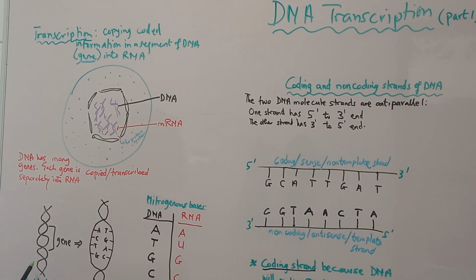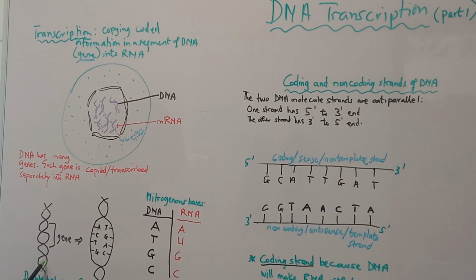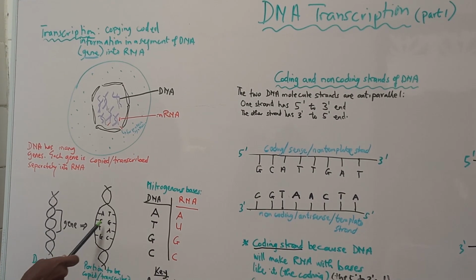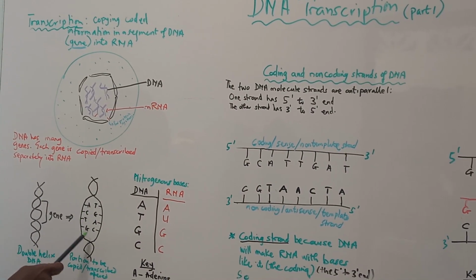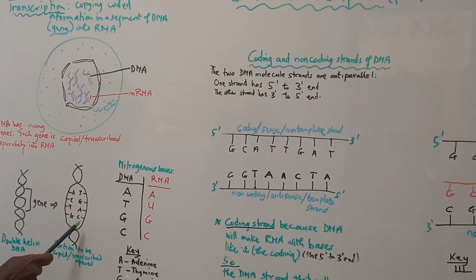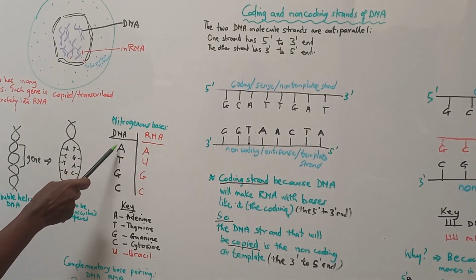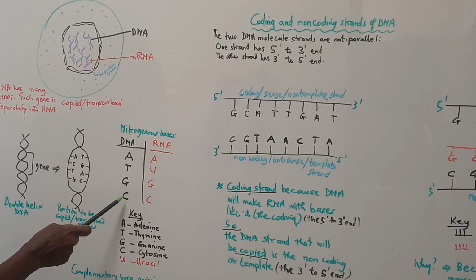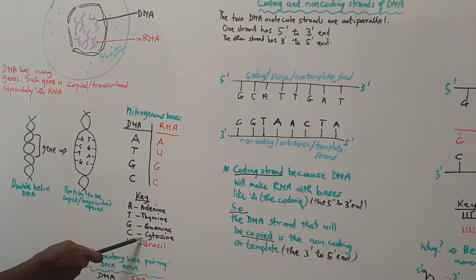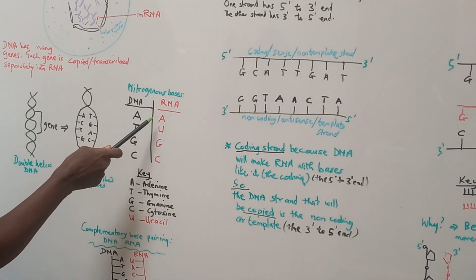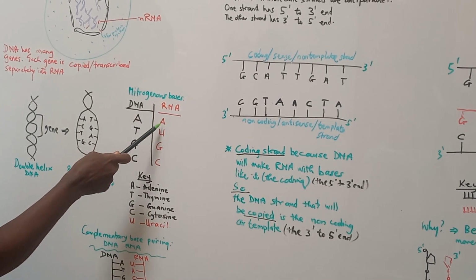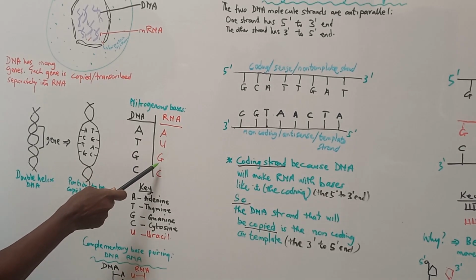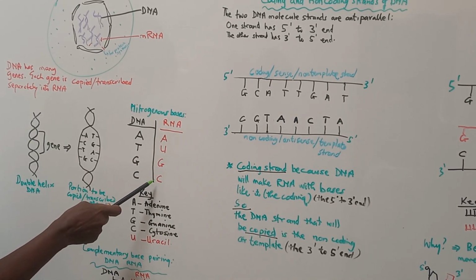Well, the DNA is a double helix. The portion that should be copied is opened up, and that is the portion transcribed. The nitrogenous bases for DNA are adenine, thymine, guanine, cytosine. Here is the key. The nitrogenous bases for RNA are adenine, and instead of thymine, you have uracil, you have guanine, and you have cytosine.